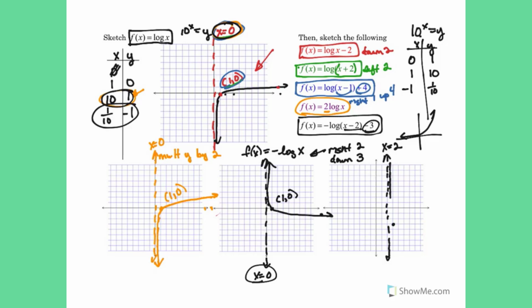I know it gets really close to the asymptote. It comes down to this point and makes a sharp turn. And that's all there is to it.